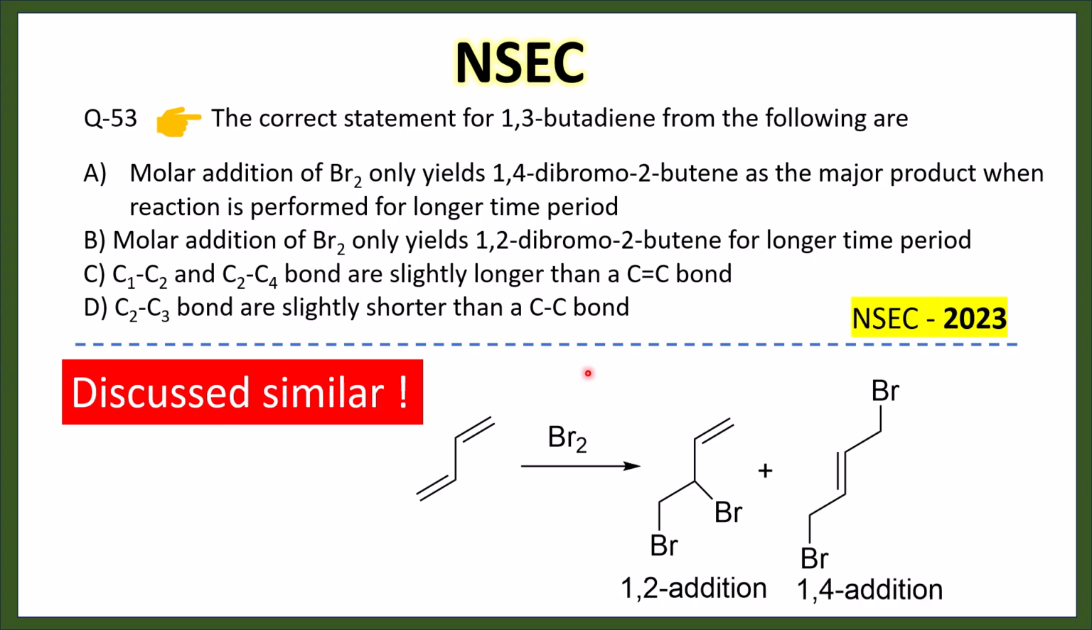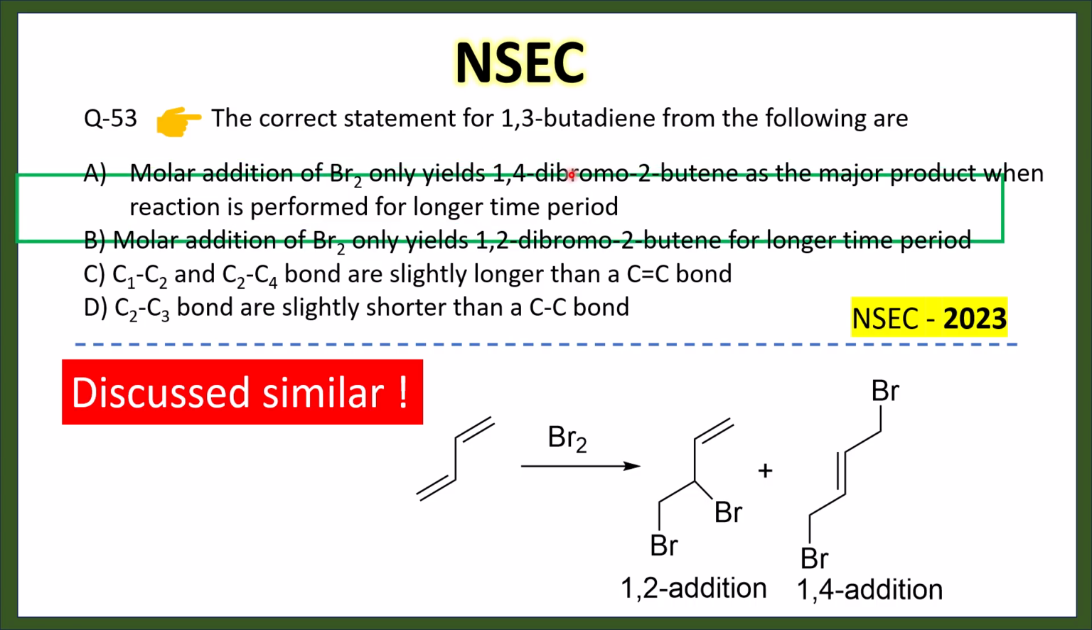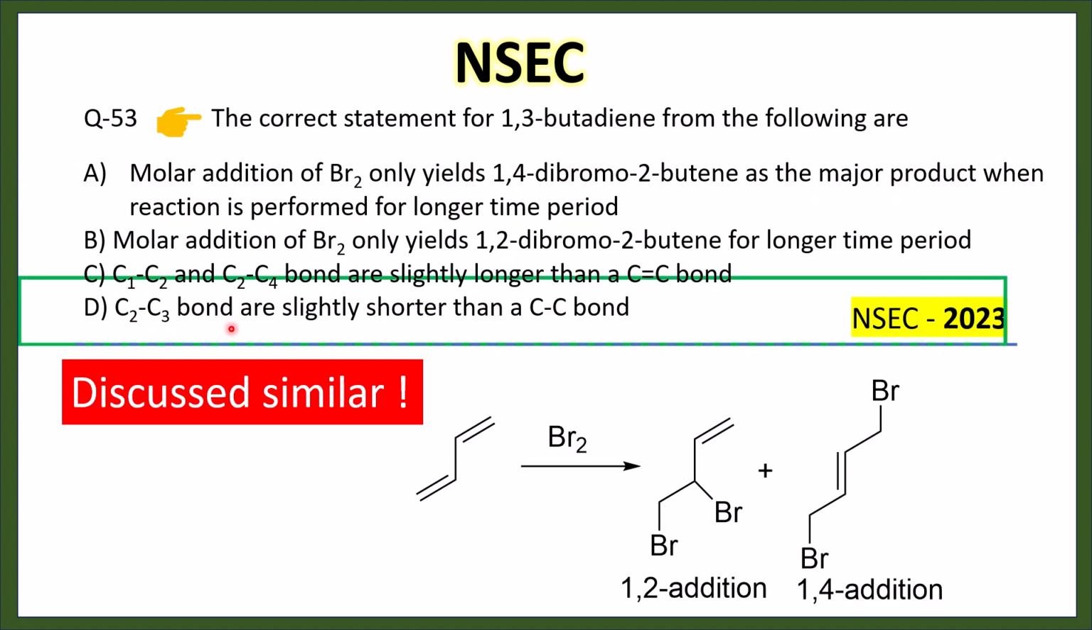This is a similar type of question, because in bromination we get the kinetic and thermodynamic products, the 1,2 addition and 1,4 addition. So that means a longer time gives the 1,4 addition product as the major product. And also the C2-C3 bond is slightly shorter than the single CC bond, as partial double bond formation happens. So that's why the C2-C3 bond is slightly shorter than a single CC bond.